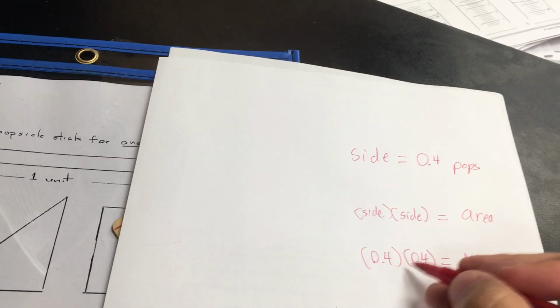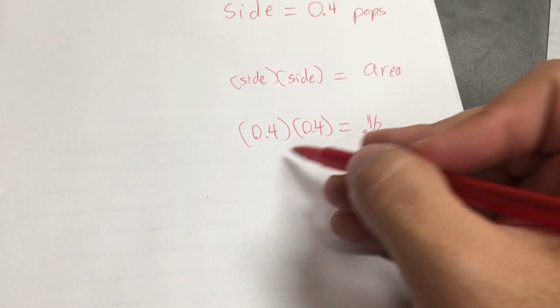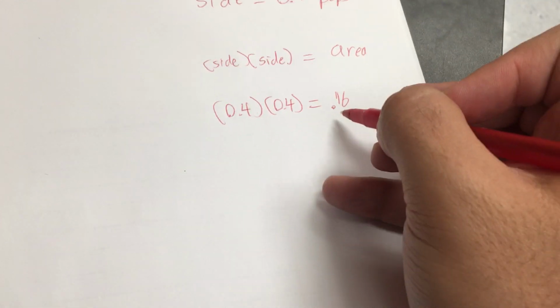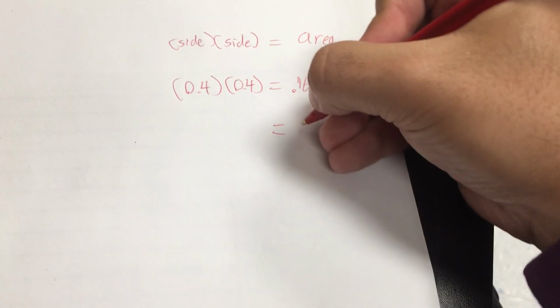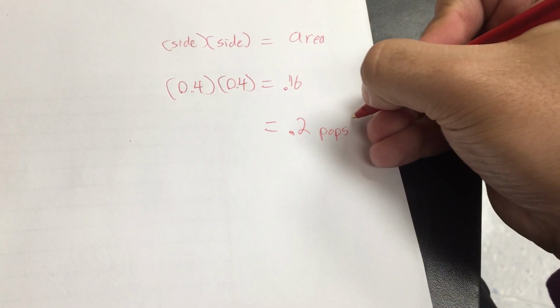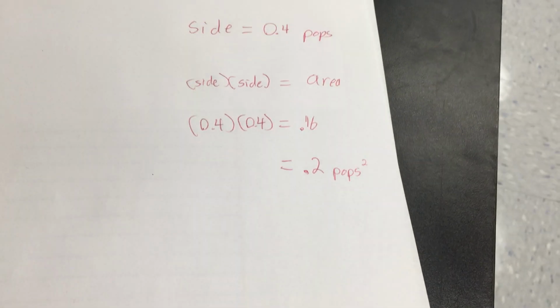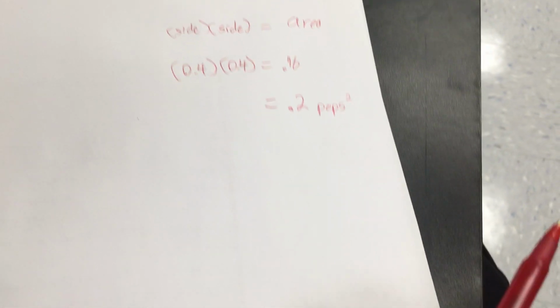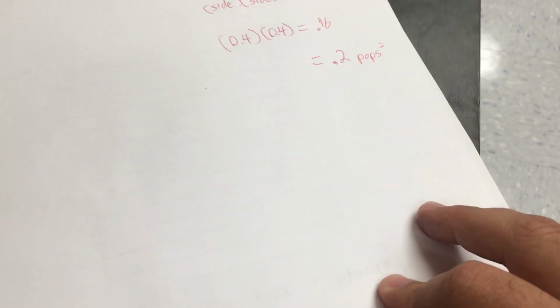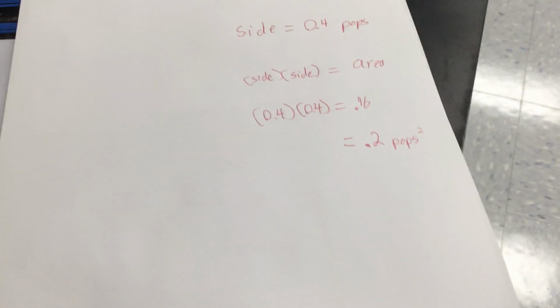0.16. But now, if I look at each measurement, 0.4, 0.4, they each have one significant figure. So I've got to round this to one significant figure. So I'm going to round it to 0.2, and the unit should be pops squared, right? A pop times a pop squared. We're going to treat it like a variable in a math equation. So I get 0.2 pop squared, which is a little weird because we knew it was 0.16, but that's how the sig fig rounding rules go.